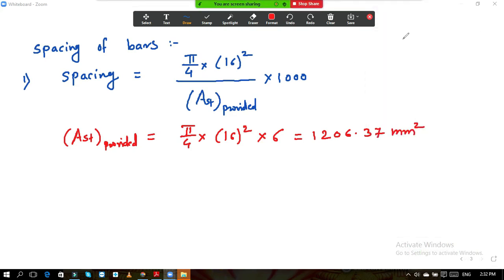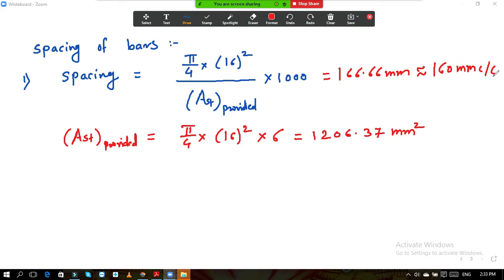Okay, so put this value over here in the formula for AST provided and calculate the spacing. It is 166.66 mm. So we always reduce the spacing for rounding, so it is 160 mm center to center. Okay. So the remaining part we will see in the next lecture. Now this is the spacing of the main bar.